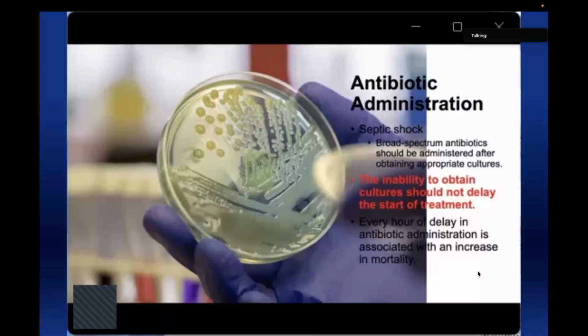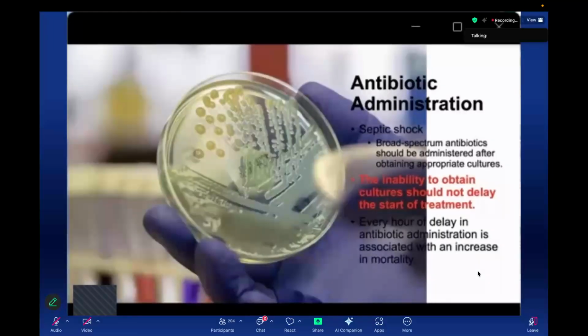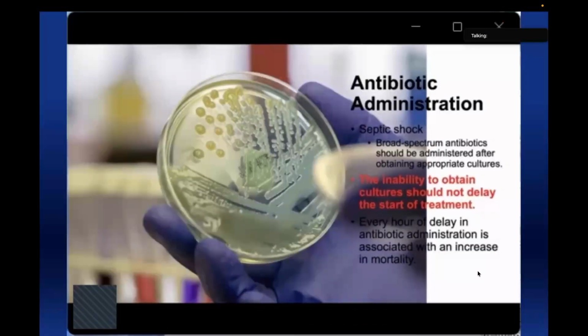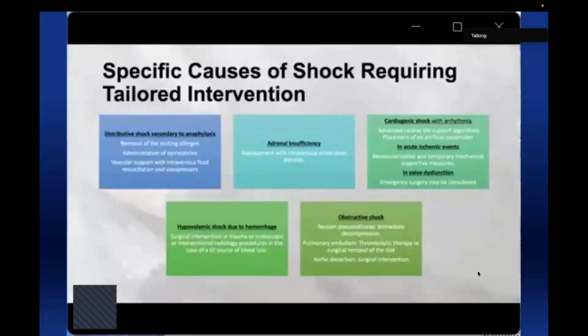That's why high suspicion of your patient, especially if you're dealing with septic shock, we have what we call the hour bundle, wherein within an hour you should initiate treatment and at the same time investigate what's causing the sepsis. Okay, so specific causes of shock require tailored intervention. So distributive shock secondary to anaphylaxis, you have to remove the inciting allergen, administer your epinephrine, then vascular support with intravenous fluid resuscitation and your vasopressors.